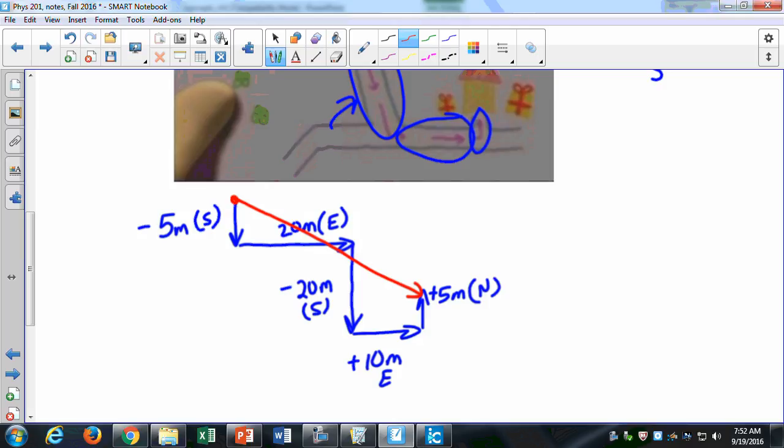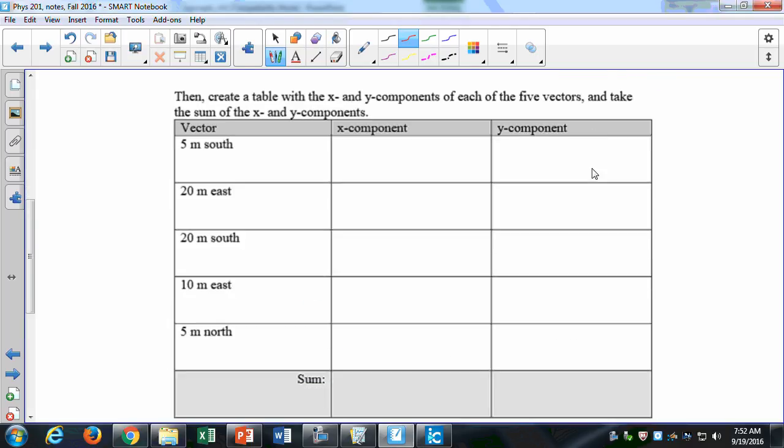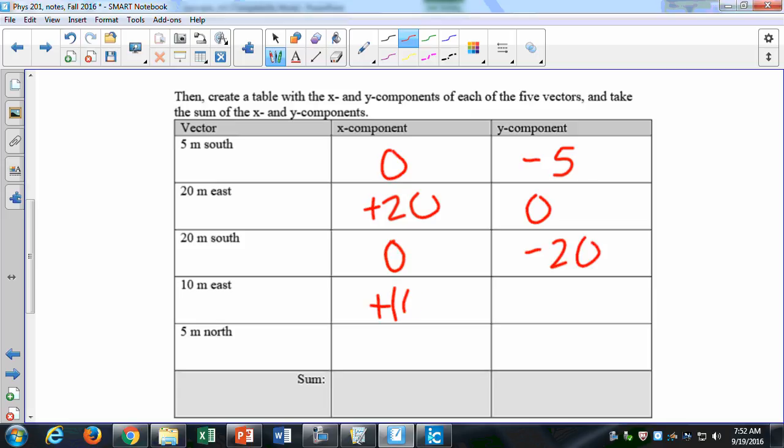I can sketch out the x and y components. I made a little table on the next page. My 5 meter south vector has an x component of 0 and a y component of negative 5. My 20 meter east has positive 20 and 0. 20 meters south is 0 and minus 20. 10 meters east was plus 10 and 0, and 5 meters north is 0 and plus 5.